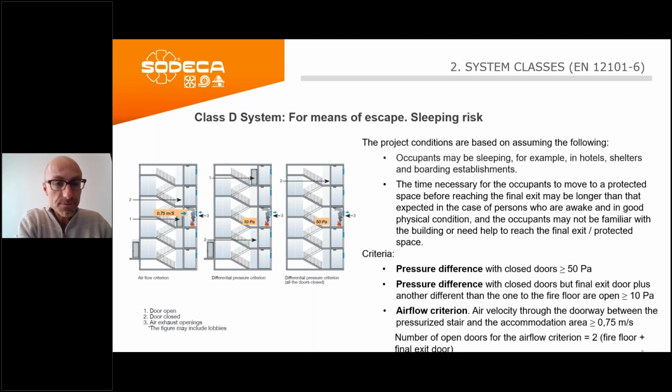Are all those directives, EN Part 6, available for public online? No, you have to pay for them. All these EN standards are public, yes, but not for free. You have to pay for them.